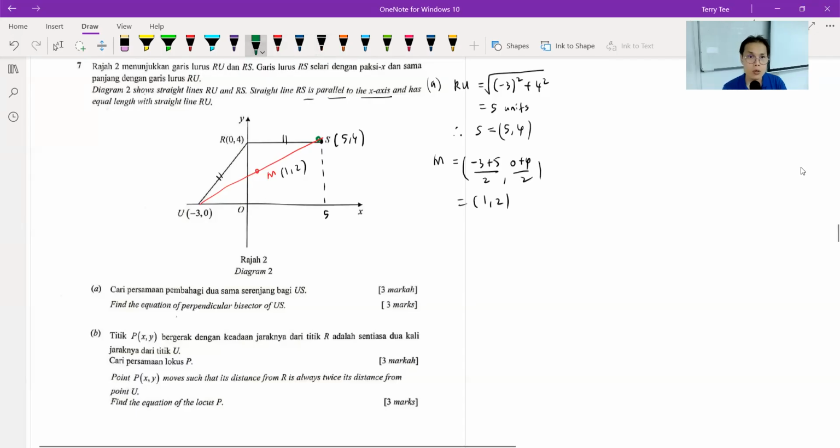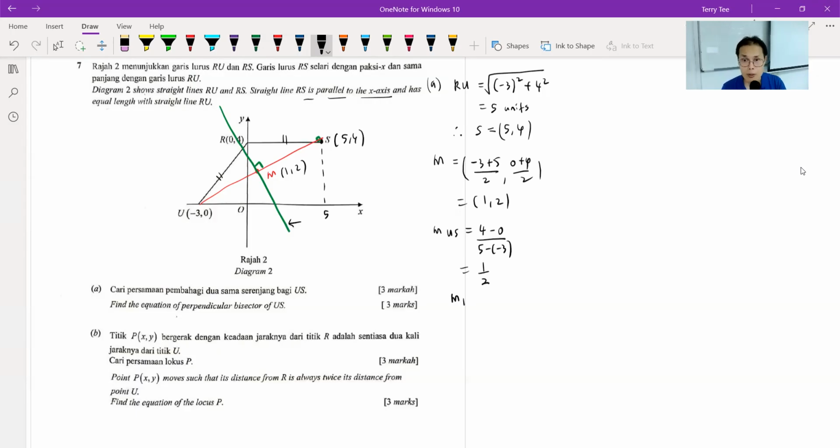Now, next, let's draw a perpendicular line to it. This is your perpendicular bisector, but we need to know the gradient of US. Gradient of US will be (4 minus 0) over (5 minus -3). This is 4 over 8. 4 over 8 is 1 over 2. So I know US has a gradient of 1 over 2. And the perpendicular bisector has a gradient of what?